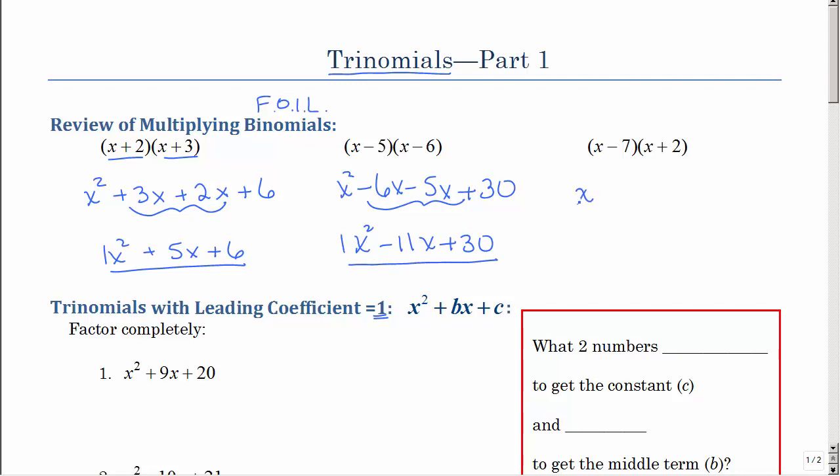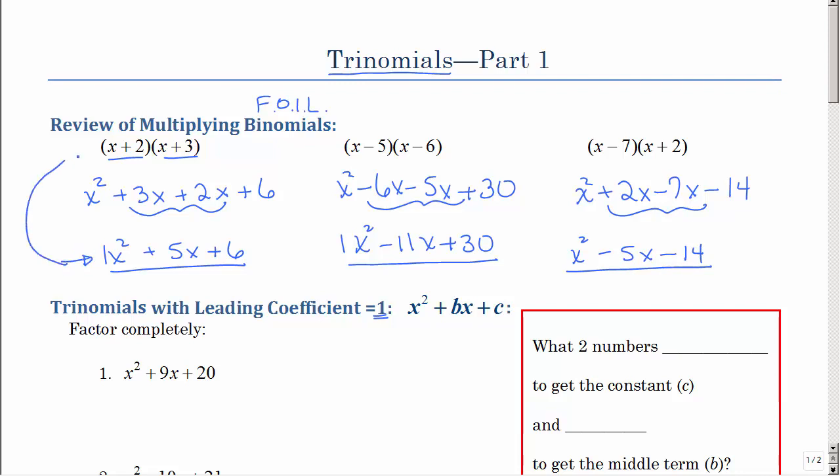Let's do one more. Middle term, and we get a trinomial of 1. Today we have to say, where did that trinomial come from? It came from those two binomials. That's why it's important to look at this, because we have to now go backwards.